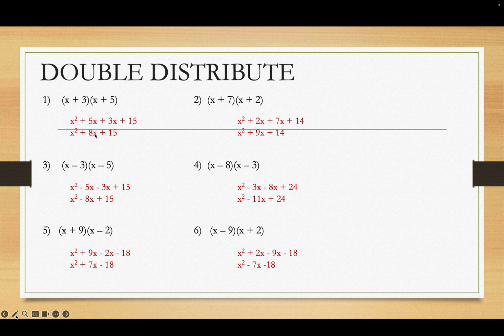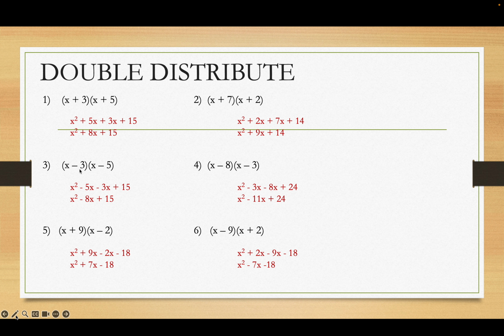And number 2, 7 times 2 is 14. 7 plus 2 is 9. Hey, look at that. In both cases, when I added these numbers at the end, I got the middle term. Well, that's interesting. What about on number 3?